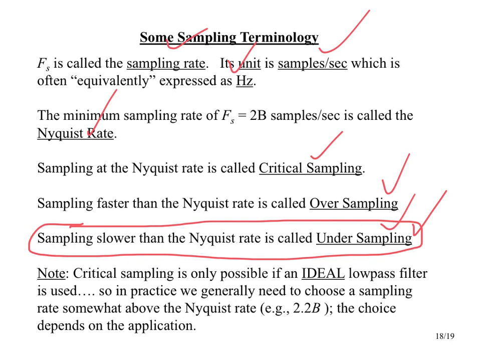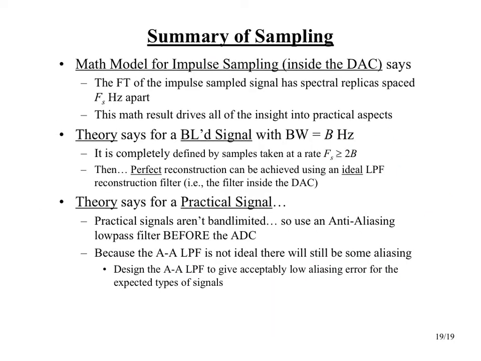And also, critical sampling, I mean, it's really just a theoretical notion. In the real world, we simply cannot do real critical sampling because we would need an ideal low-pass filter. That's just a term for the textbooks. And this just summarizes what we just saw, and so I'm not going to go into it in any great detail.